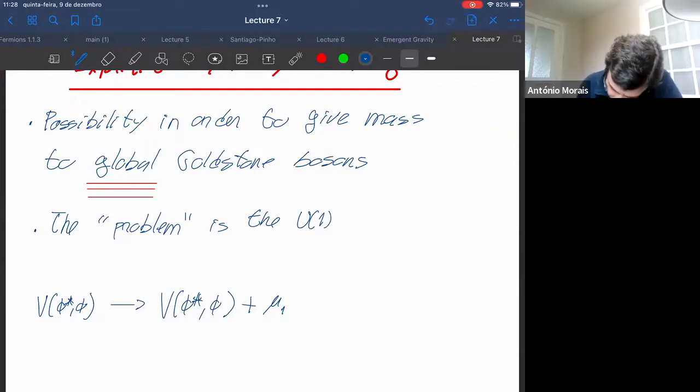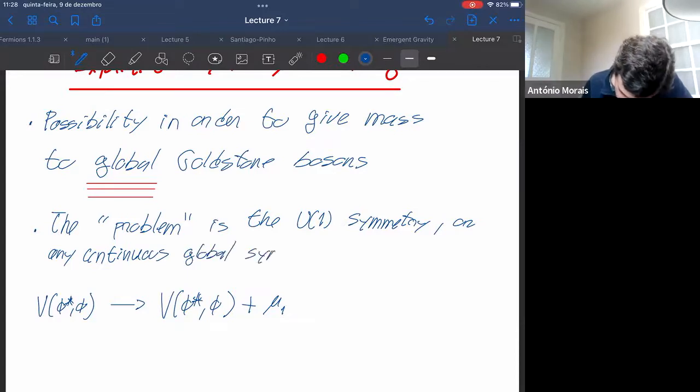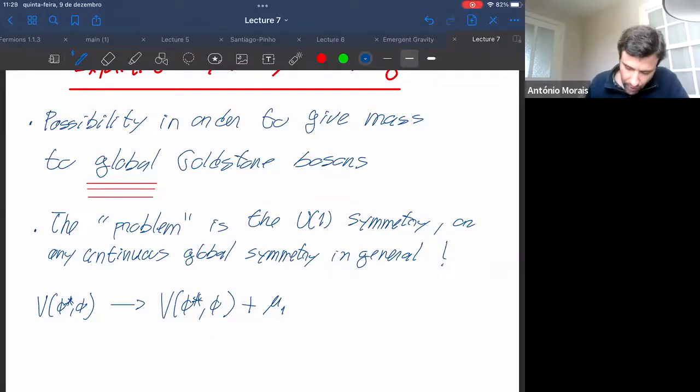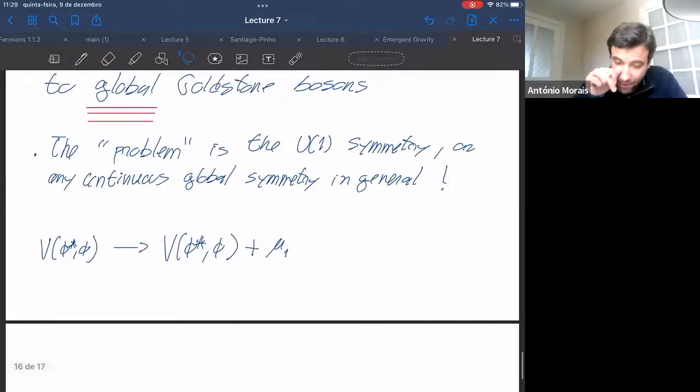So this is the one symmetry, or any continuous global symmetry in general. This is not a problem of only U1, it's for any continuous global symmetry. In fact, U1 is the less problematic one, because if you have larger symmetries, you will have more Goldstone bosons, so the problem will be bigger. So the problem grows with the size of the continuous symmetry that you add to your theory.